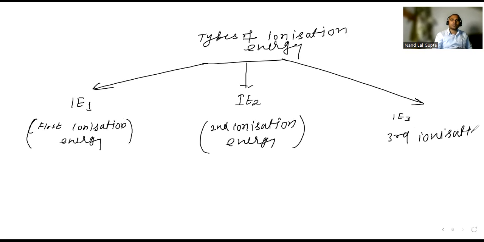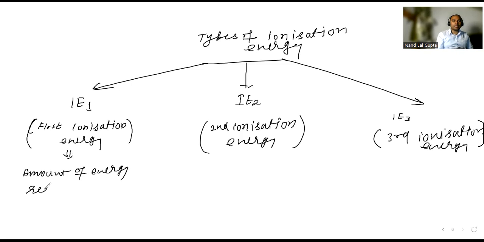If you talk about third ionization energy, what is the meaning of this one? First ionization energy: the amount of energy required to remove what? To remove the first electron.